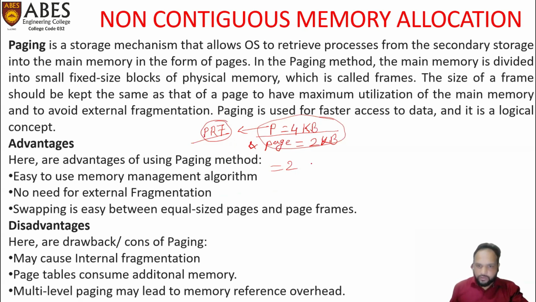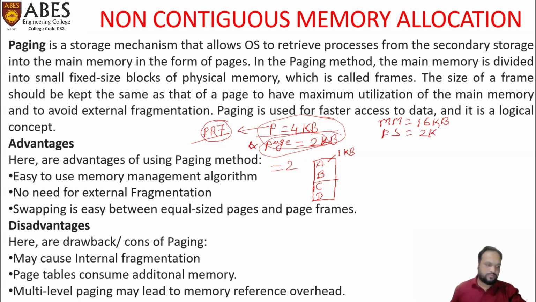So we divided our process into two equal partitions, at which we are holding our pages, one page each. And let's suppose our main memory is 16 KB. And the frame size would be what? Frame size will always be equal to the page size. Mark that. So the frame size is 2 KB. So the number of frames that main memory will have would be 16 divided by 2, which is 8.